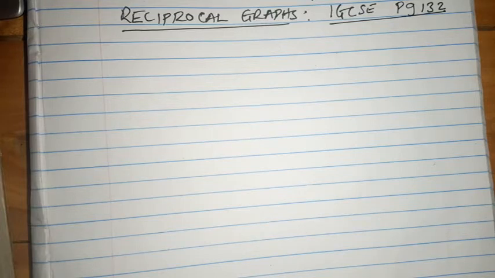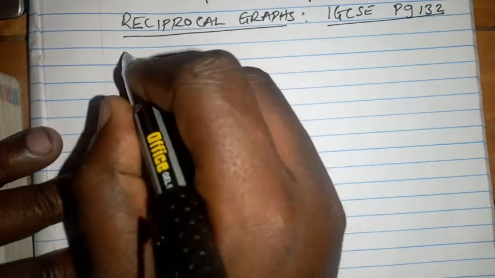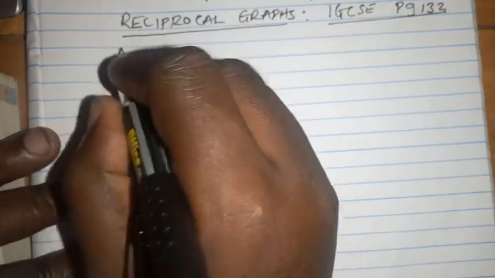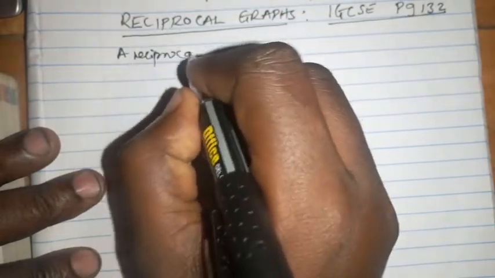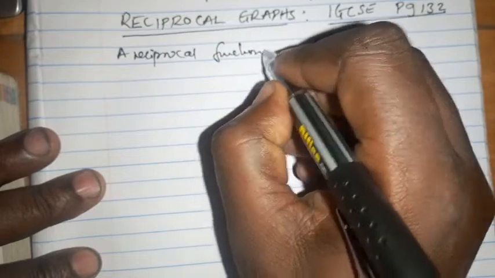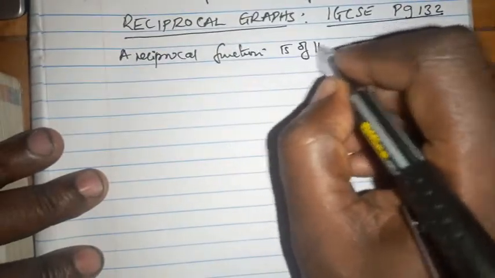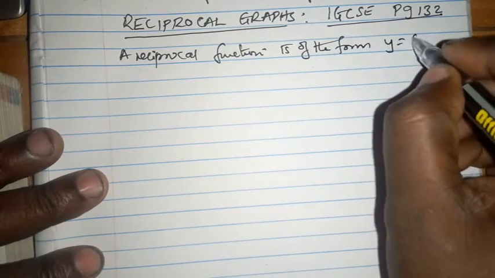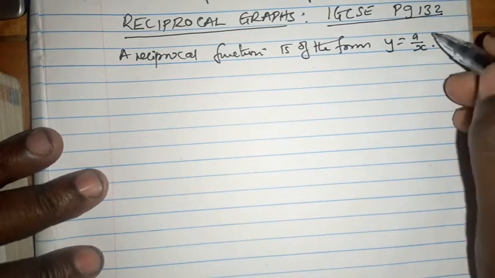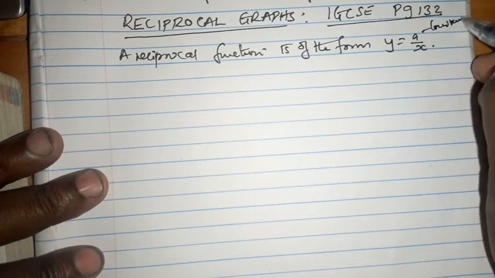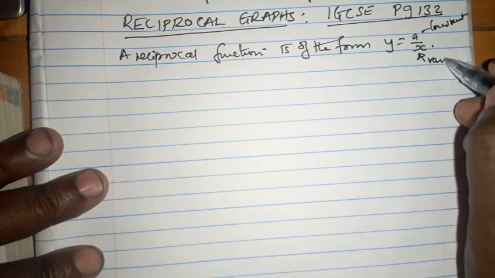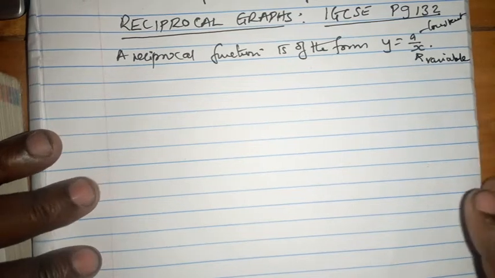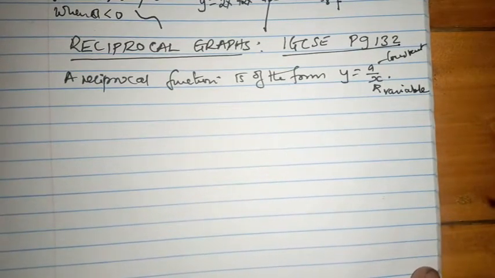And very first, we should be able to know that a reciprocal function is of the form y = a over x, where a is a constant and x is a variable. Constants and variables are not new to us. A constant doesn't change and a variable keeps changing.